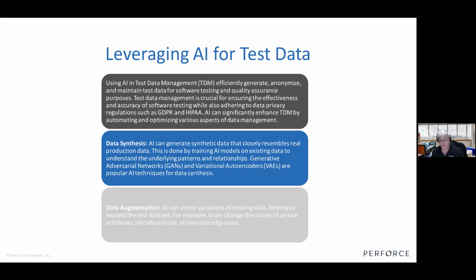And the third bucket here, we talk about data augmentation. And that is creating variations. Now you have certain values already, and what you want is variations of that data. So AI is very good at saying, you have values A and B, well, here's another 10 values that are similar to that particular value. So let's talk about how we're leveraging AI within BlazeMeter.